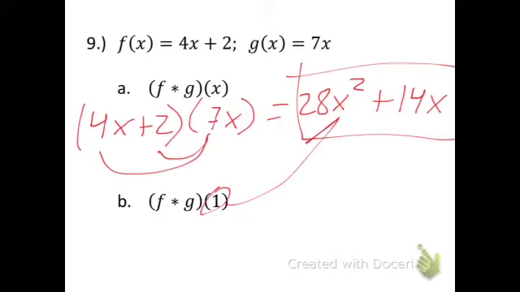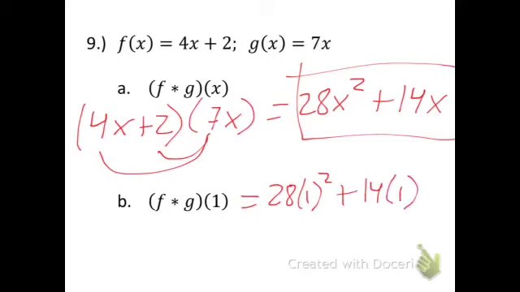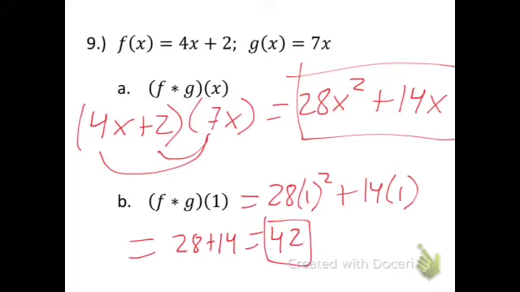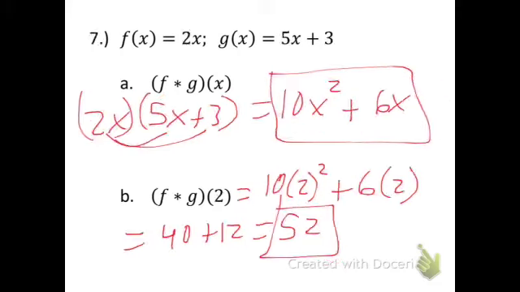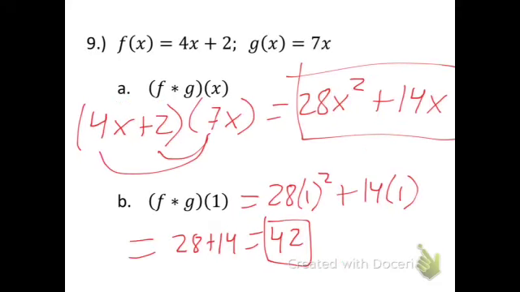You take 1, plug it into both of these, and you are going to get 28 times 1 squared. Add 14 times 1. The ones, again, don't do anything for your values here, so you're looking at 28 plus 14, which is going to give you, carry the 2, 42. And so this one's actually the same one as 6, except F and G got switched roles.